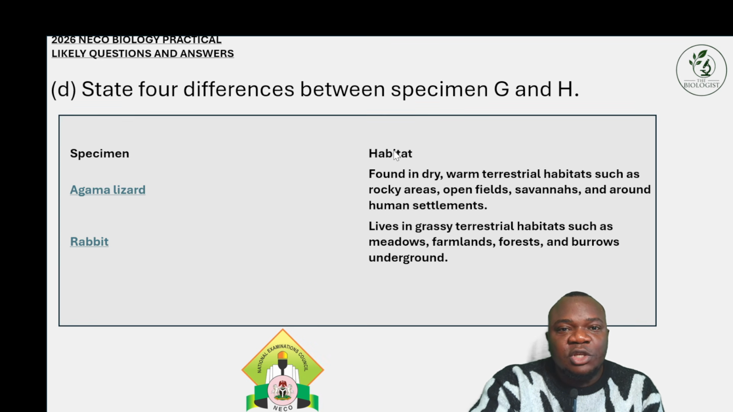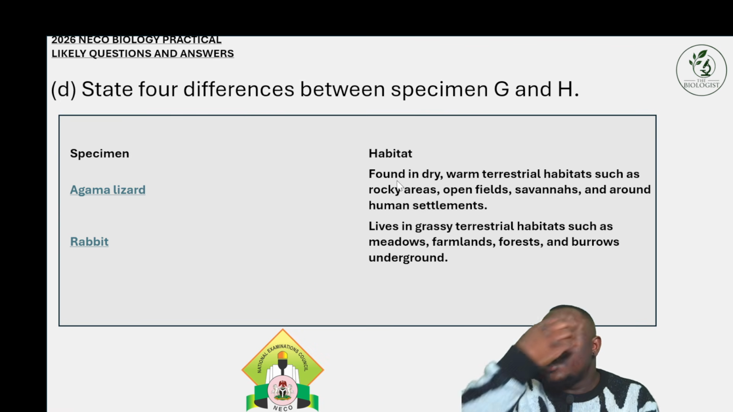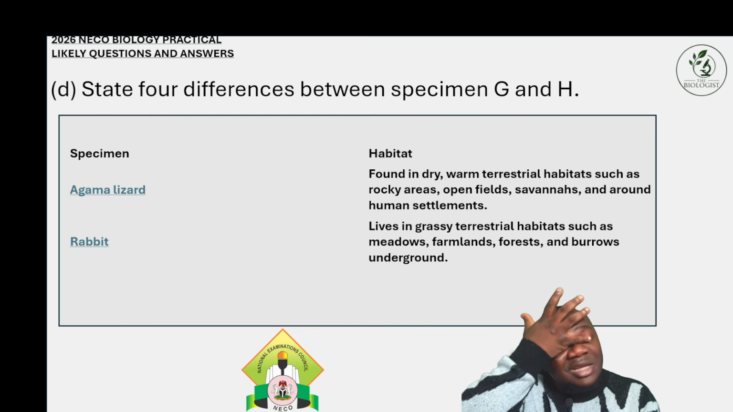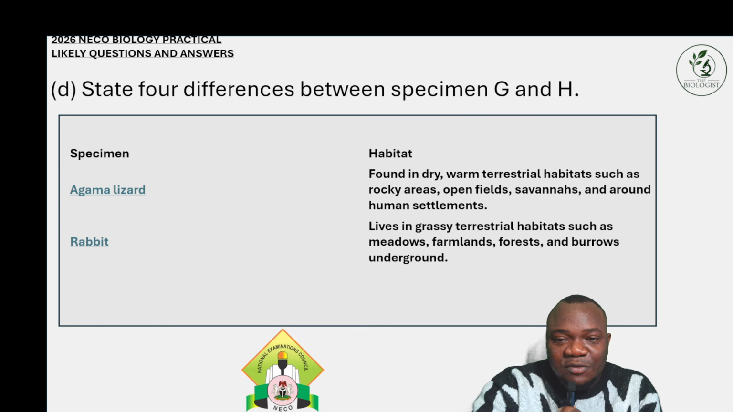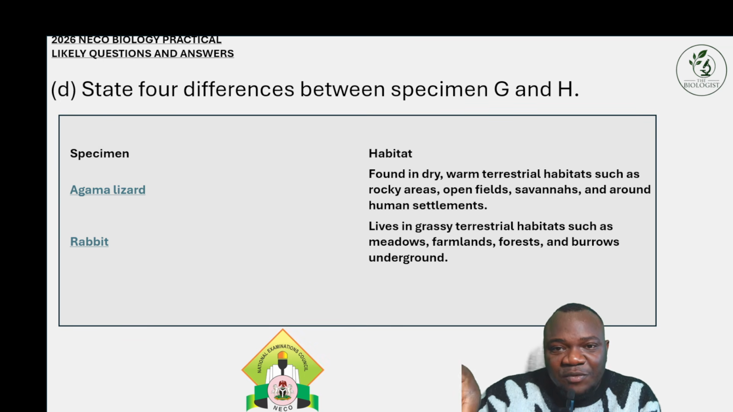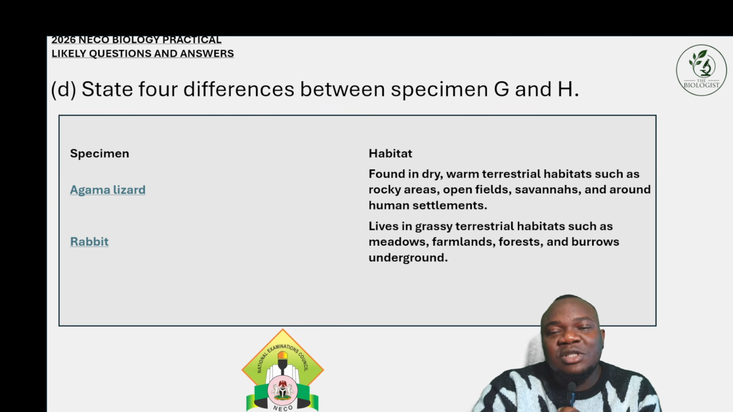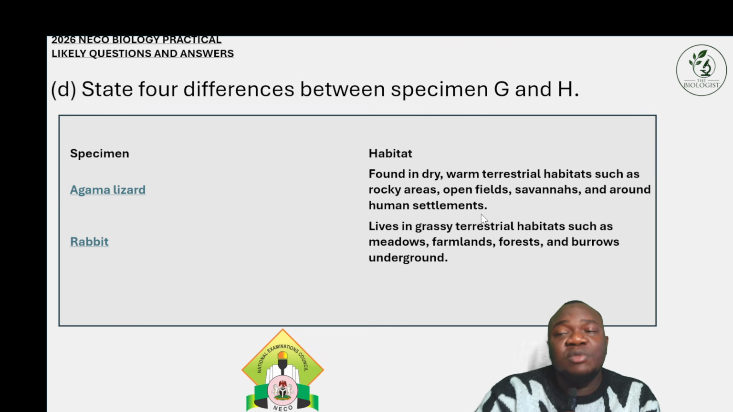Okay. So it's very important for you to know the habitat for both of them. For the Agama lizard, you don't just write the first thing that comes to mind, like aquatic habitat and the rest of them that you all know. It's very important to understand the specific area where you can find these species. So for the Agama lizard, they are found in dry, warm terrestrial habitats such as rocky areas, open fields, savannas, ground, and human settlements where people stay. You can see them around your surroundings.